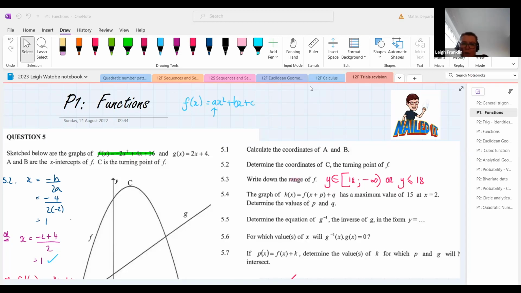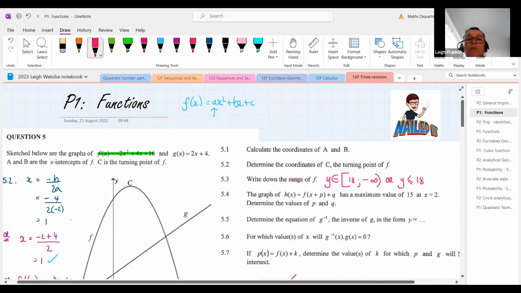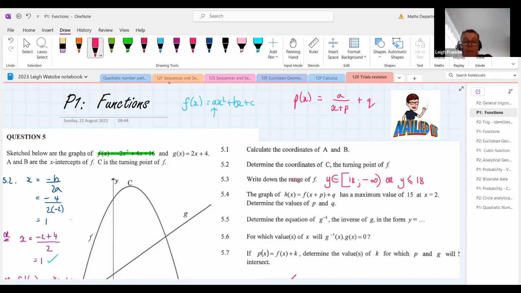Okay, so we'll wait and see if some answers come through. Oh, here we go. Let's just have a look. Okay, so the x plus p and then the q at the end because of the function notation. That's right, intercausal. Okay, so when it comes to a hyperbola, it will be in the form, let's call it p of x, a over x plus p plus q. That will be a hyperbola.